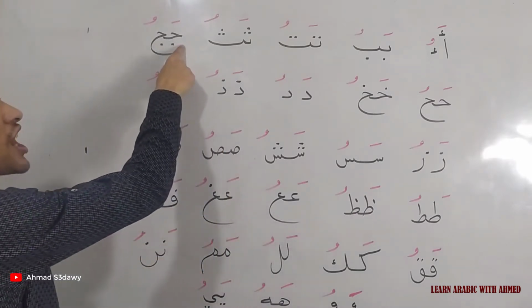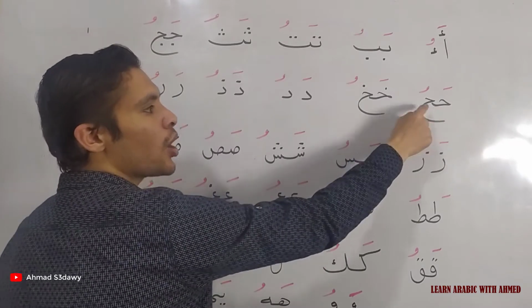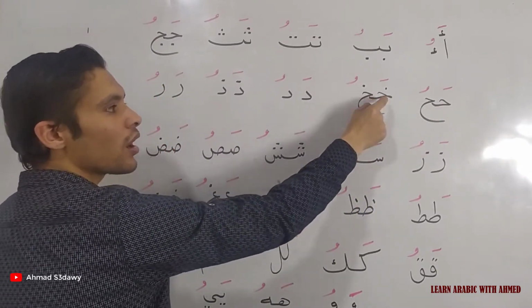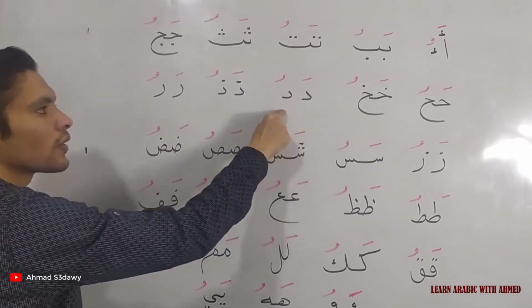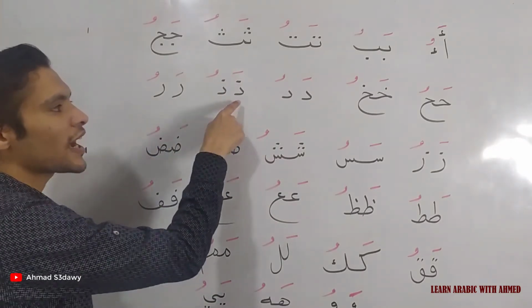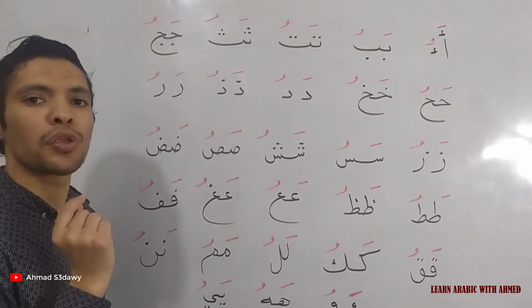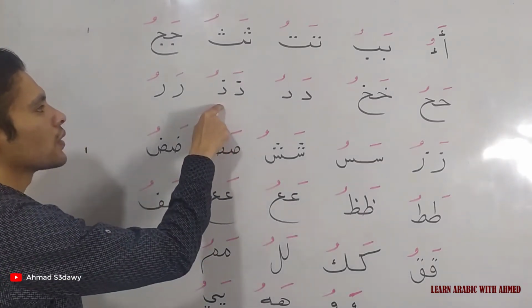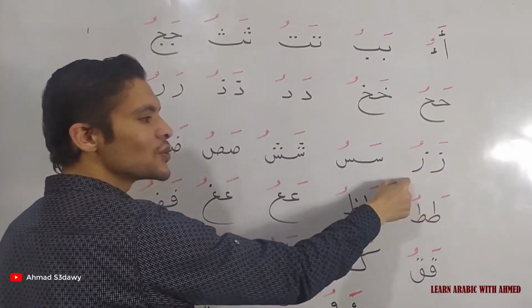So here you say ja, ju. Here you say ha, hu. Da, du. Da, du, the, zu, the. It's a tongue letter. You have to put your tongue in front of your mouth. Remember? So you say the, zu, the, zu, ra, ru, ra, ru, the, zu.